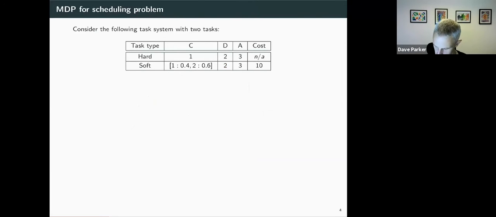Let us give an example of how we can create an MDP for the task system. Consider this task system with two tasks, one hard and one soft. The deadline for both tasks is 2 time units. For both tasks, the inter-arrival time is 3 time units with probability 1. The hard task takes 1 time unit to complete, while the soft task completes in 1 time unit with probability 0.4 and 2 time units with probability 0.6.